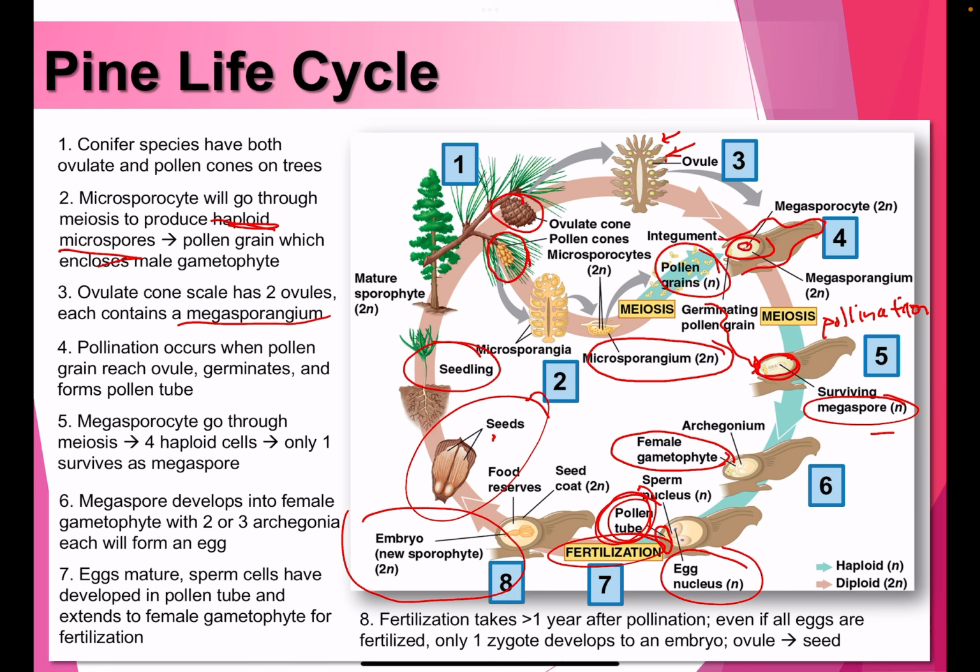So usually this fertilization step takes more than 1 year after pollination, and I've talked about earlier where some pine trees can take 3 years for this to happen. So even if all eggs are fertilized, usually only one zygote develops into an embryo, and that ovule will then become a seed. And if the seed falls onto suitable soil and gets exposure to sunlight, it will germinate and become a seedling. Ultimately, the whole new plant, the whole new tree again, for many, many years.